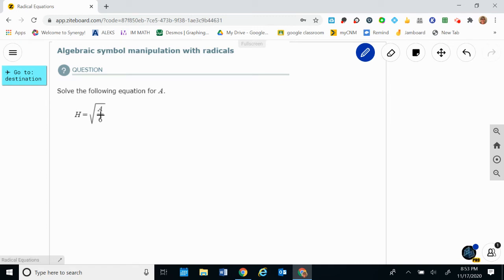All right, now it says solve it for a. Notice a is inside. Again, we're just going to have to square both sides. That's all you have to do. So we get h squared is equal to a over 6 because these two things cancel each other out. Then to solve for a, just multiply by 6 to get rid of the 6. So you get 6h squared equals a. And that's it.